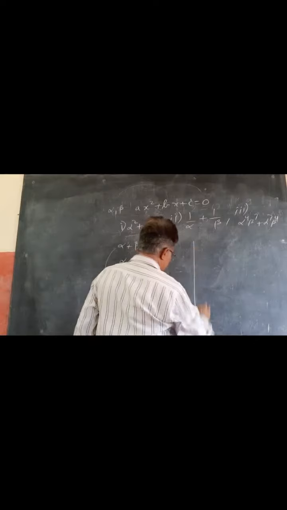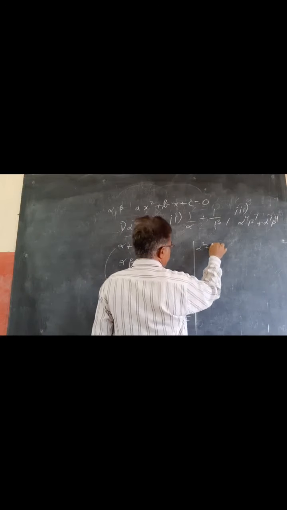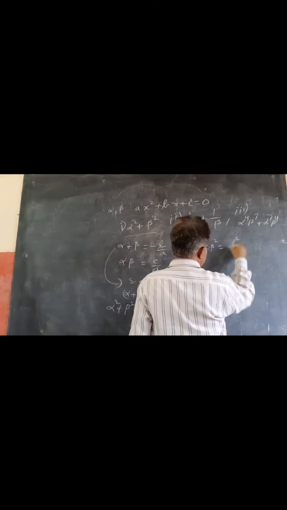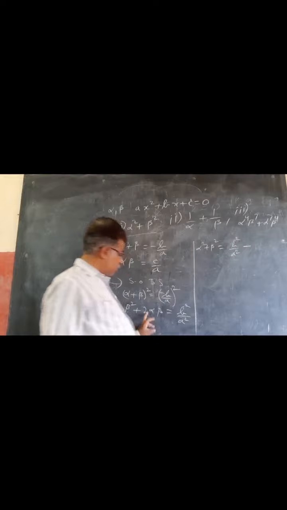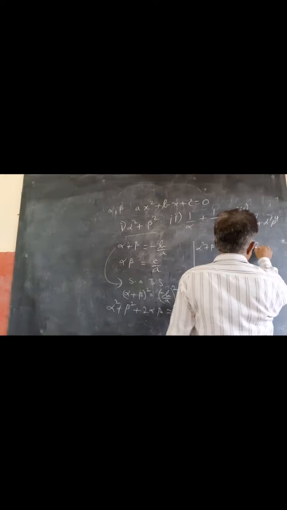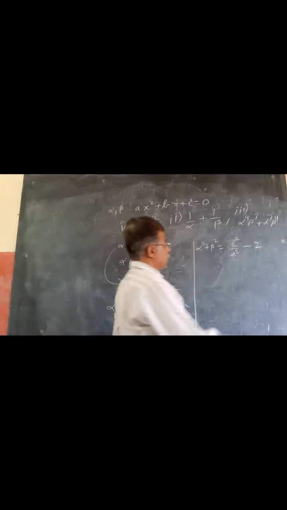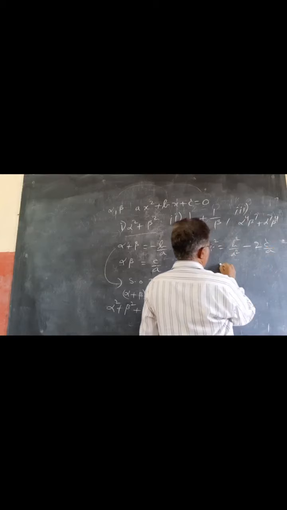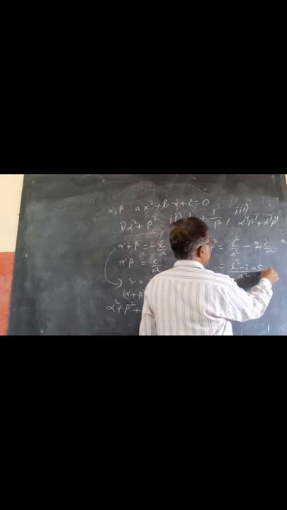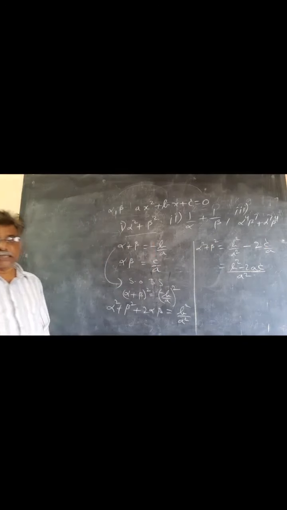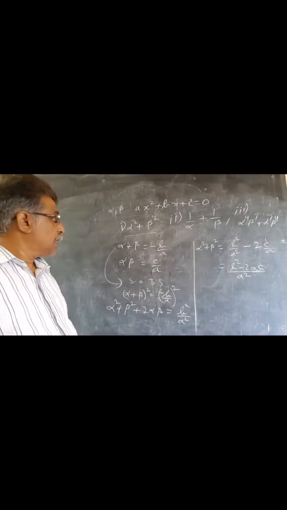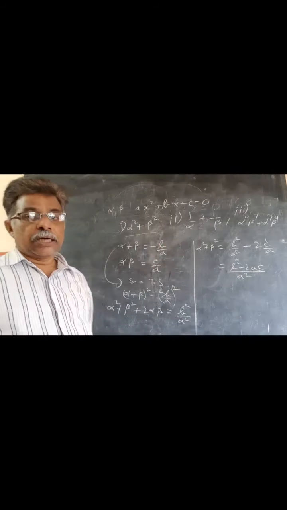So the final result we get is alpha square plus beta square equal to b square by a square, and 2 alpha beta goes to that side, so minus 2 alpha beta. Minus 2 alpha beta is minus 2 into c by a. Or you can take a square as the LCM, and it becomes b square minus 2ac by a square. Like this we can solve and find alpha square plus beta square.